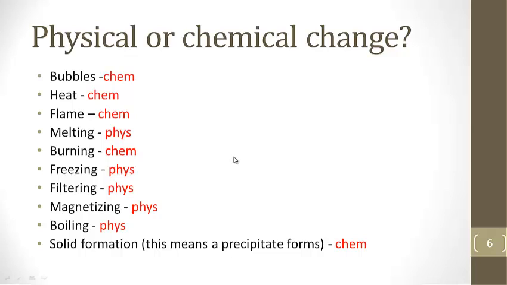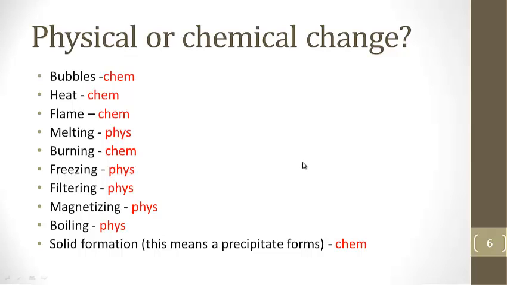We also, for this unit, need to be able to identify what types of changes are physical changes or chemical changes, and here's a list of these particular circumstances where you might encounter some changes. If it's a chemical change, that means there's a chemical reaction occurring. If it's a change where there isn't a chemical reaction occurring, that generally is referred to as a physical change.